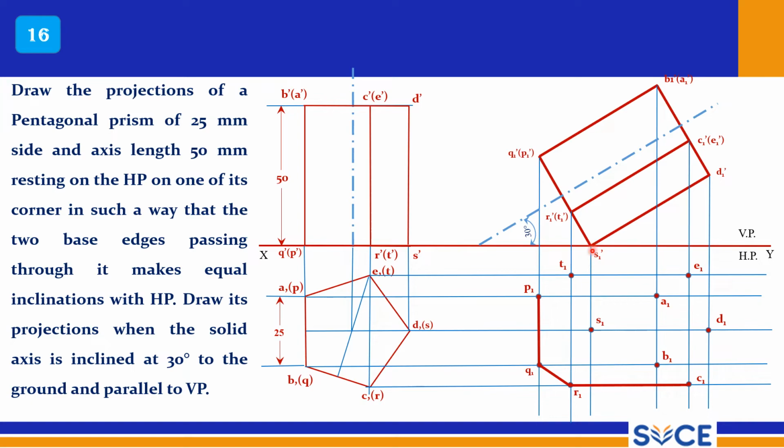Now S1 is the invisible point. The edges connecting to S1 are all invisible. So here S is connected to T, S is connected to R, S is connected to D, right? All are dotted lines. Now you can see this is equally inclined. It is resting on S, and ST and SR are equally inclined to HP. That is the constraint given, and this is the final projection, and now all constraints are satisfied.